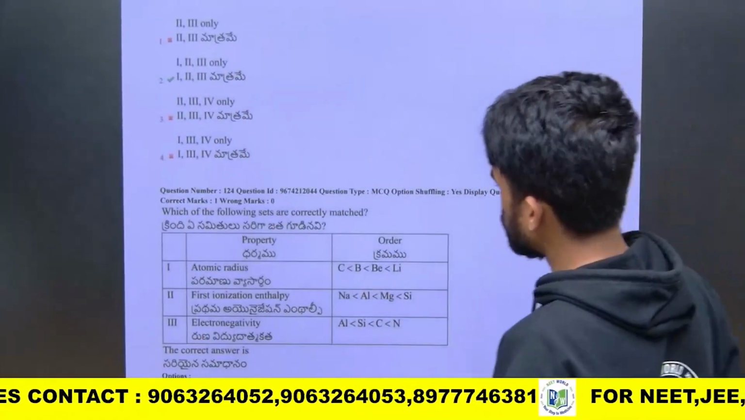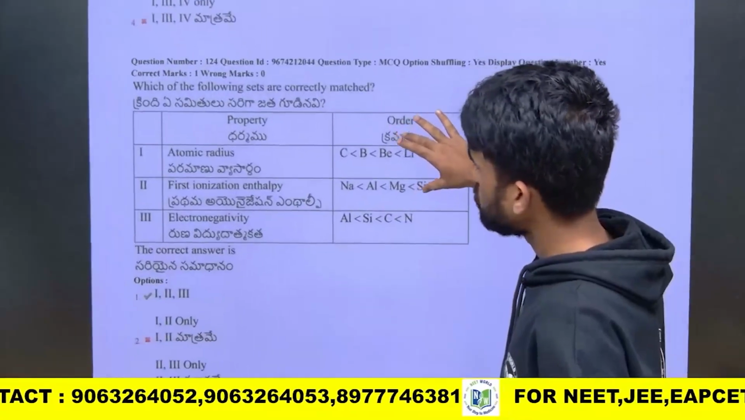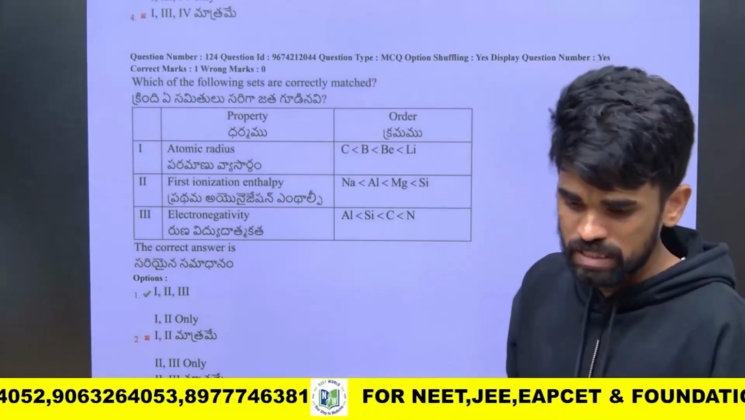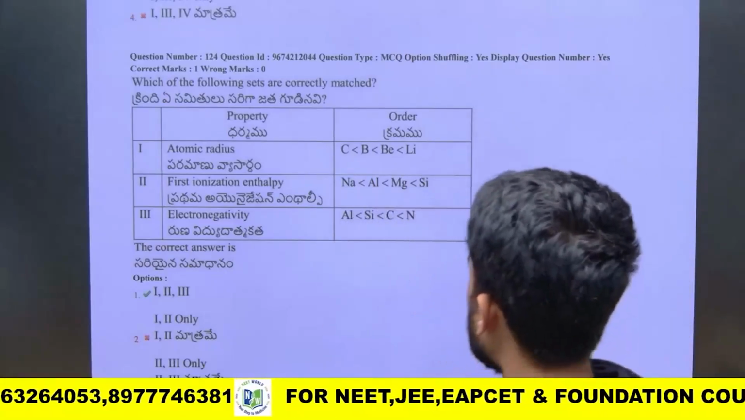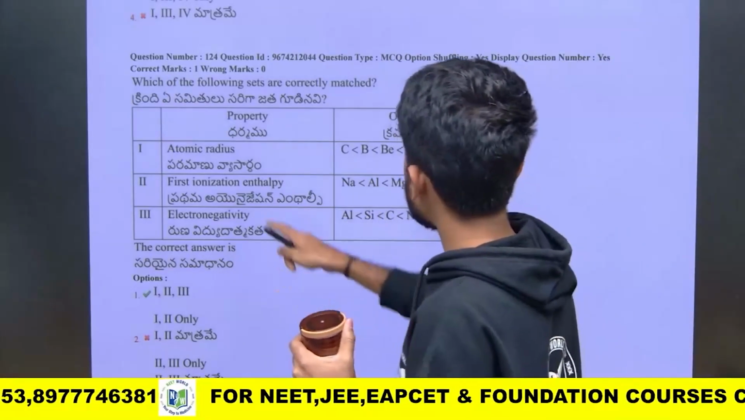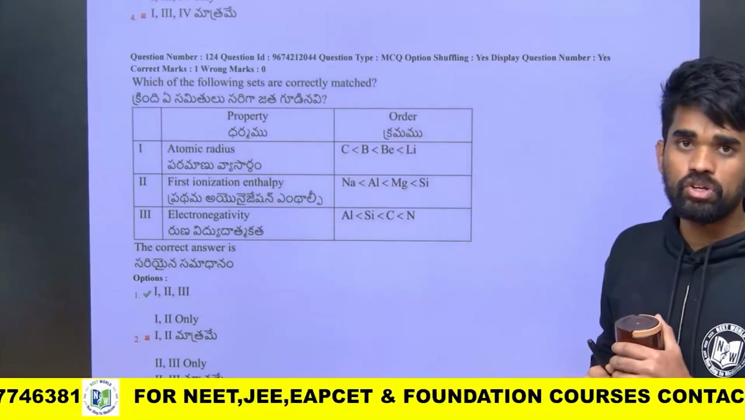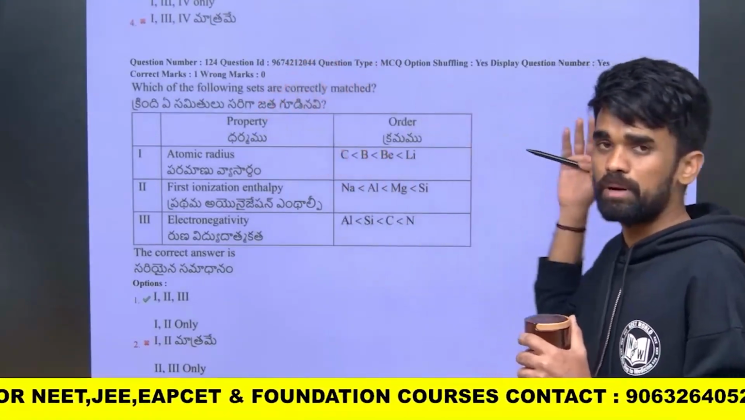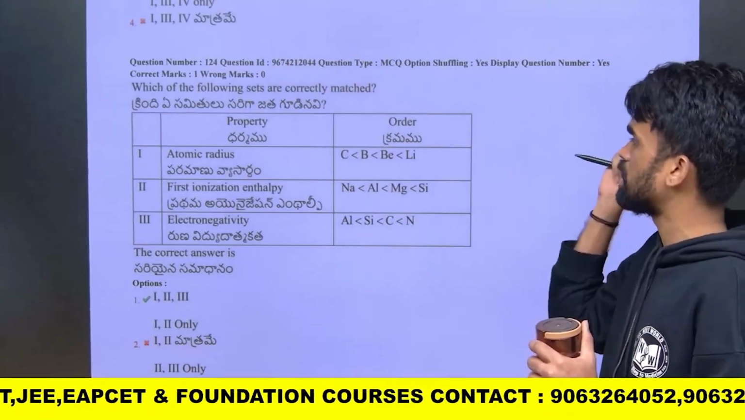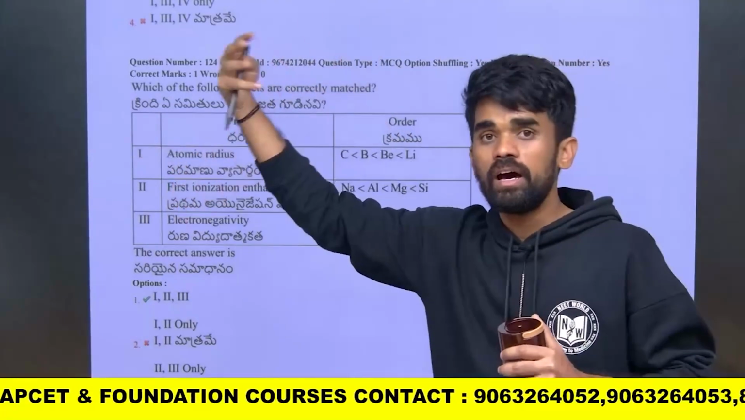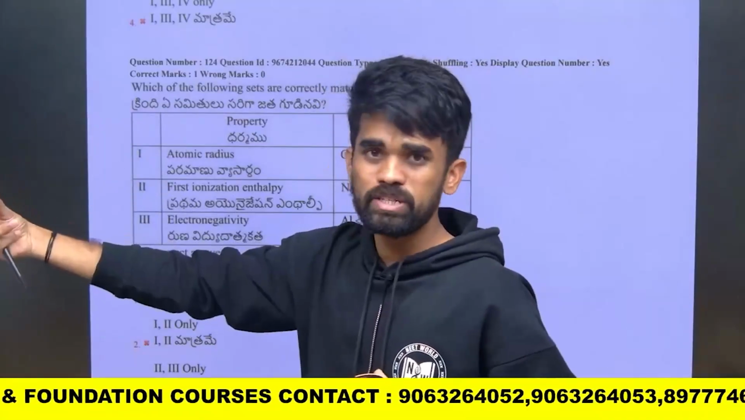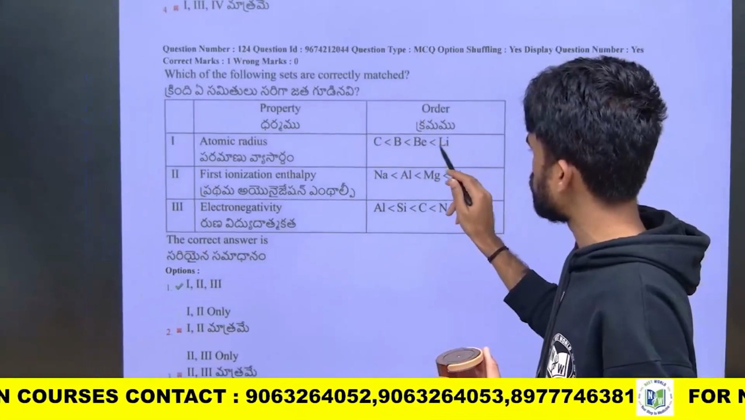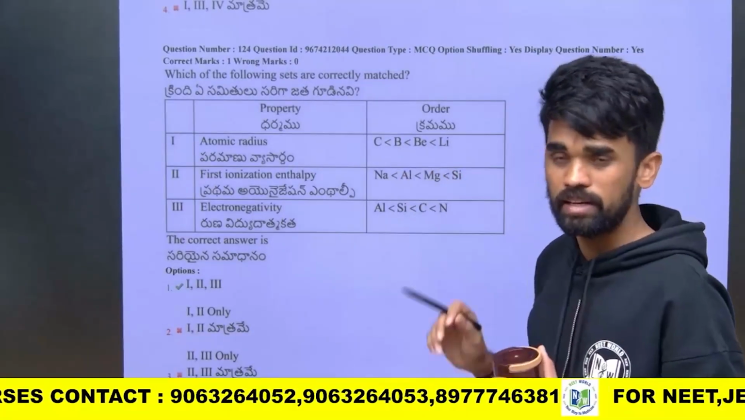Then next, let us do one more question here. Which of the following sets are correctly matched? So tell me which is correctly matched here. Atomic radius, is it correct or not? From left to right in the periodic table, from s block to p block, what happens? Atomic radius decreases. It means s block elements in a period will have more ionic radius than the p block. So lithium has more than beryllium, right? It is correct only.